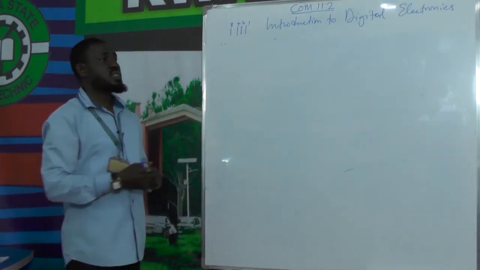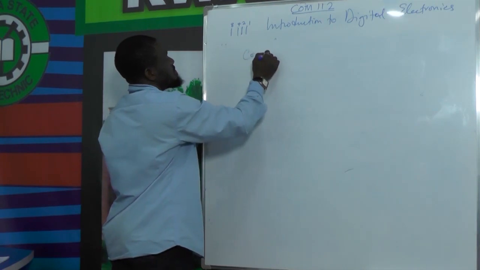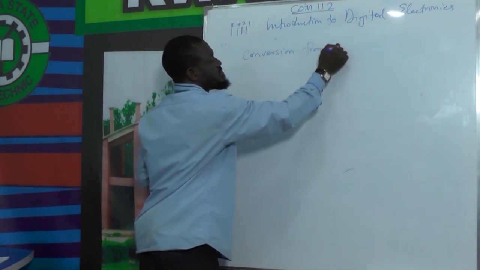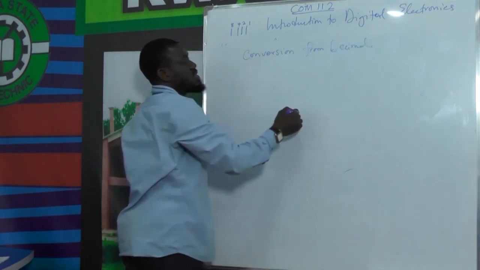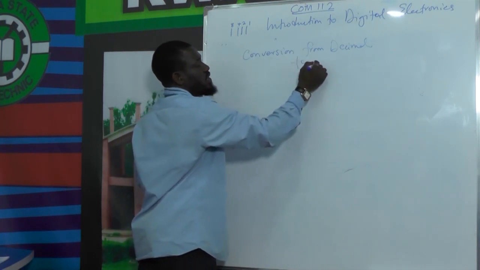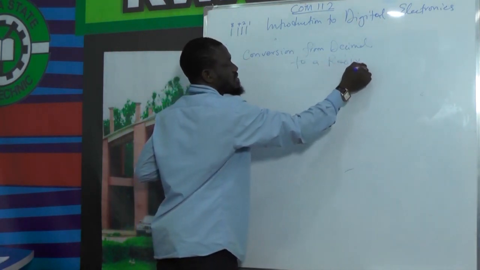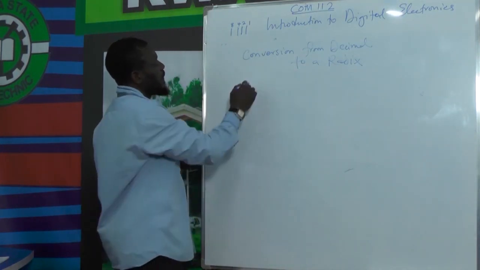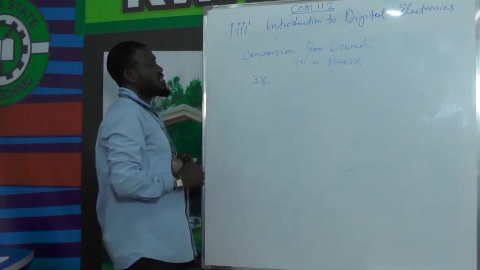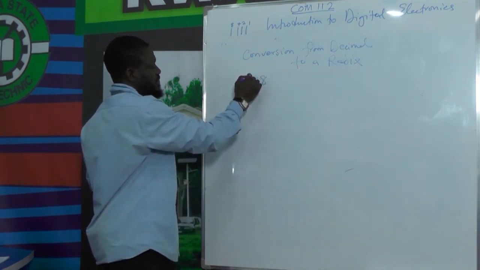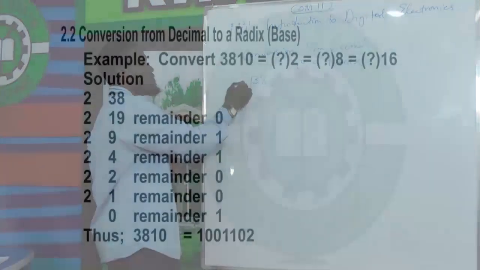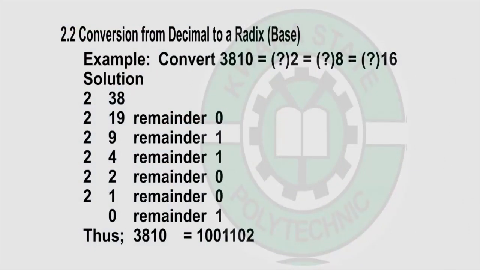Now, having done with this, let's do that conversion here. Conversions from decimal to a radix. When I mean radix, I mean binary. That's this. So now let's convert 38 from decimal to binary. We now say 2 in this, we have 19.